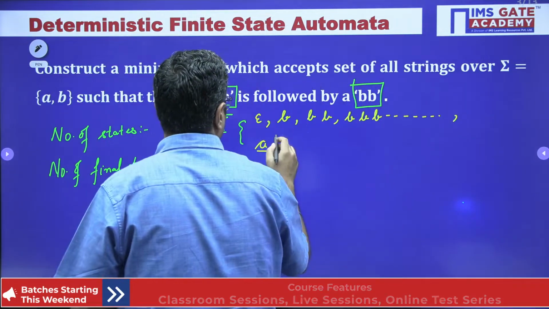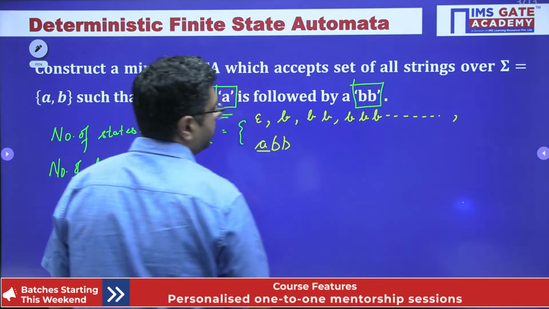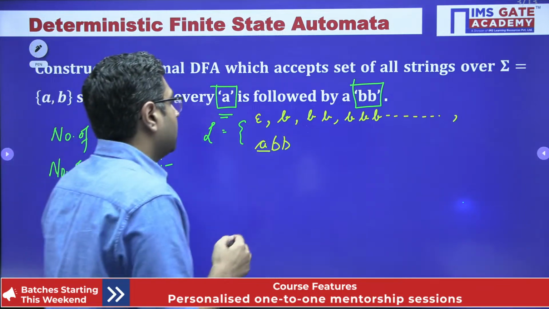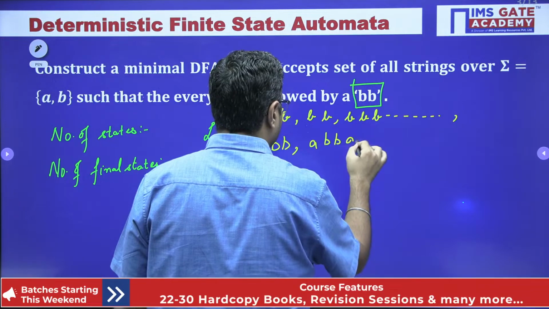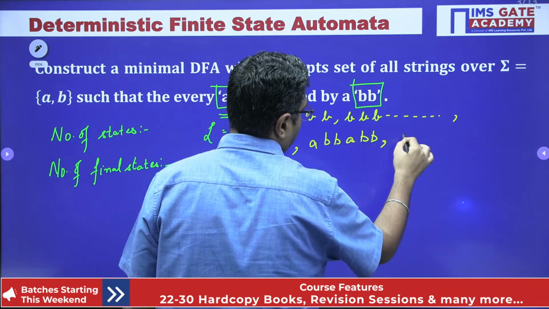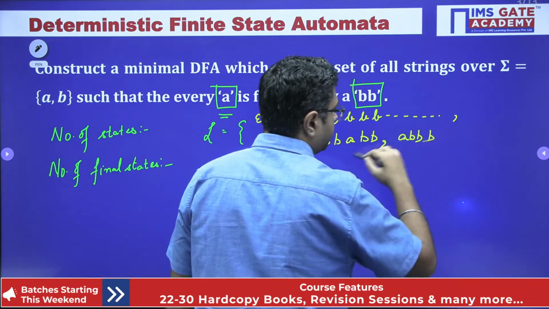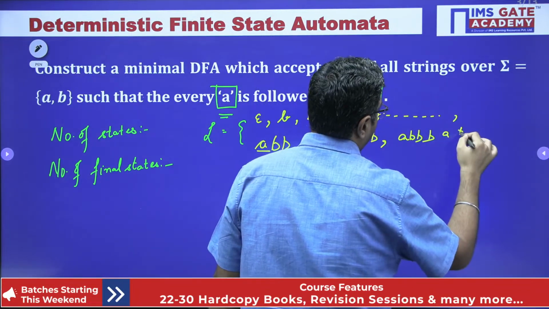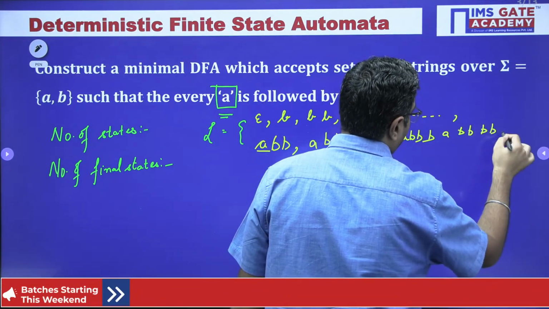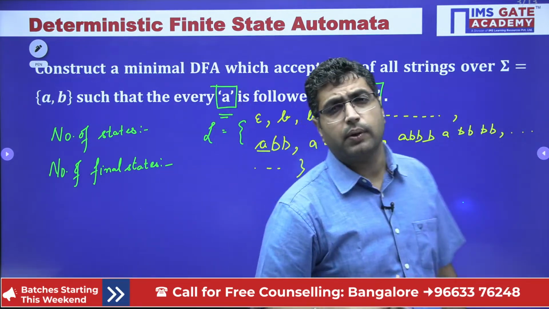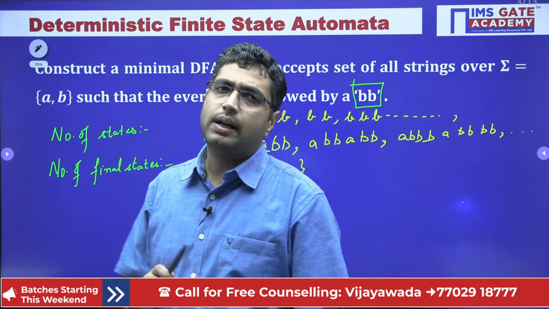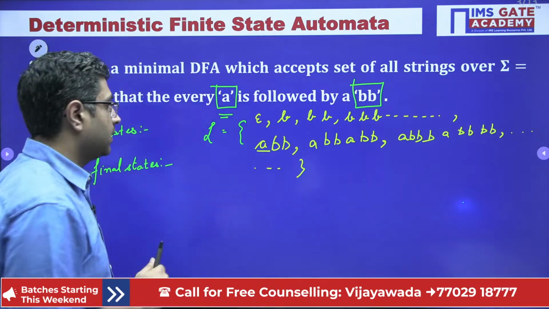If an A comes, you must have a BB. Now, if an A comes, then BB is a must. Then another A comes, another BB is a must. So similarly, A comes, BB can come, another B can come. Then again A comes, a BB has to come, and then BB can come. So on and so forth. This is again an infinite language. We need to draw the DFA to get it accepted, right? So let's try to understand how we can make this DFA, right?